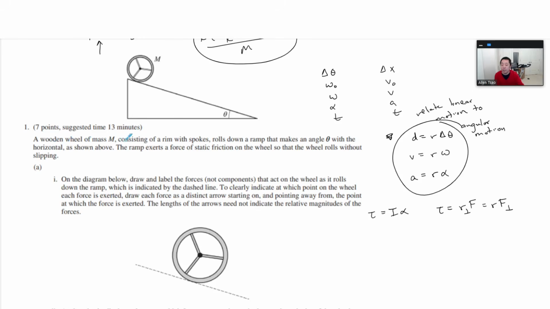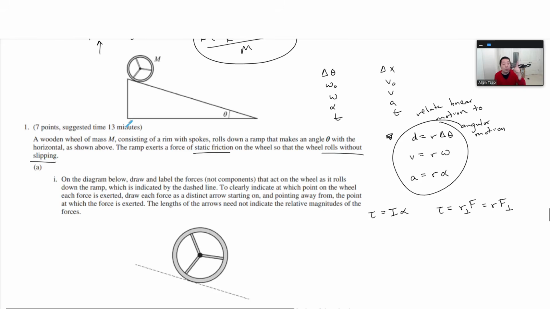So we have a wooden wheel of mass m rolling down a ramp that makes an angle here. The ramp exerts a force of static friction on the wheel, so the wheel rolls without slipping. On the diagram below, draw and label forces that act on the wheel as it rolls down the ramp, which is indicated by the dashed line, to clearly indicate the point of the wheel. Yeah, they're just telling you to draw all the forces.